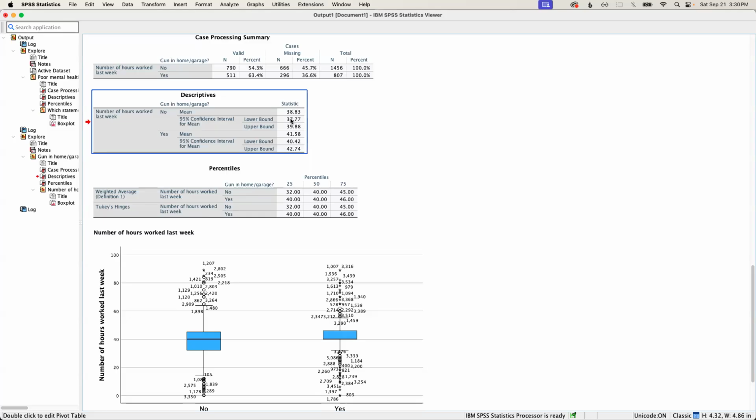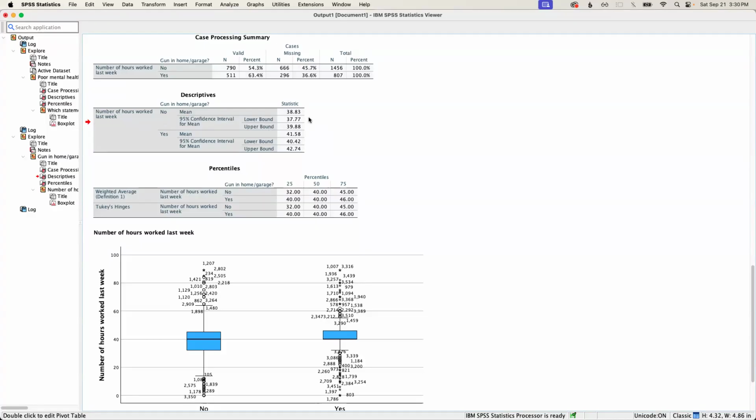This one goes 37.8 to 39.9. This one goes 40.4 to 42.8. So do they overlap? No, right? The most this one is about 39.9 and the least this is 40.4. So they're significantly different, right? So I'm over 95% confident that people who own a gun versus people who don't, among all US adults in 2022, would have a different average, or mean, number of hours worked last week.